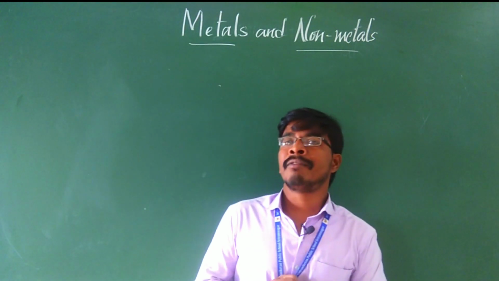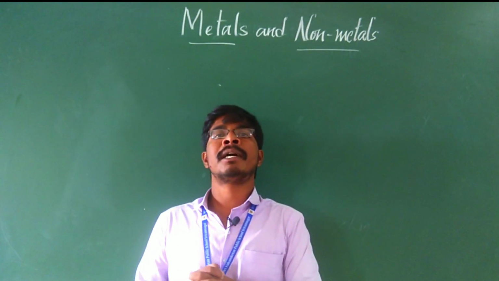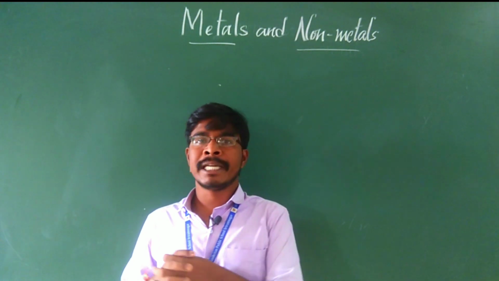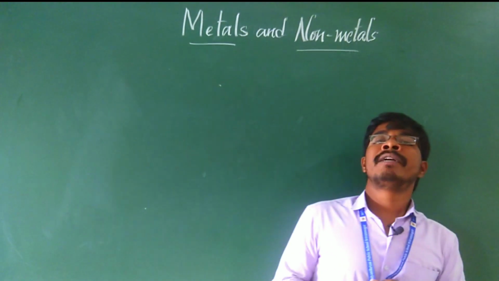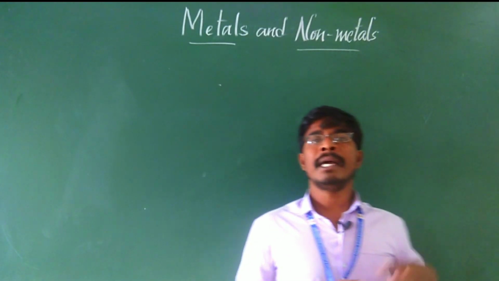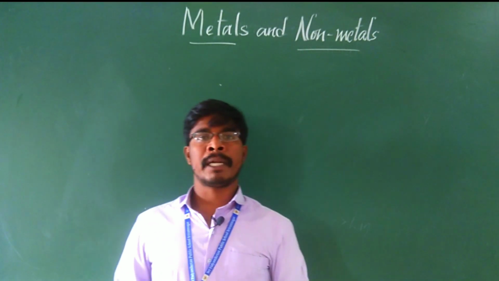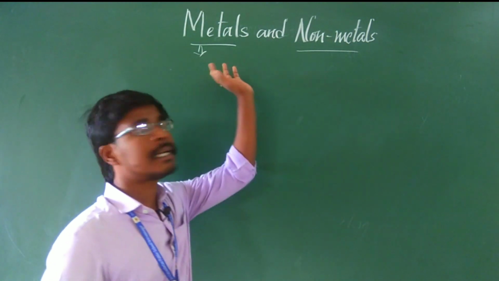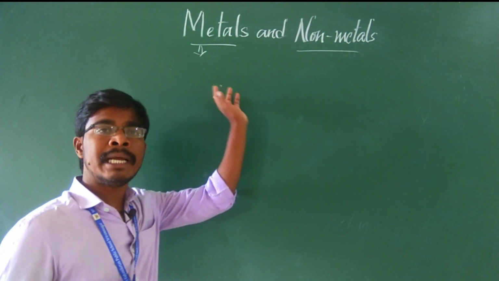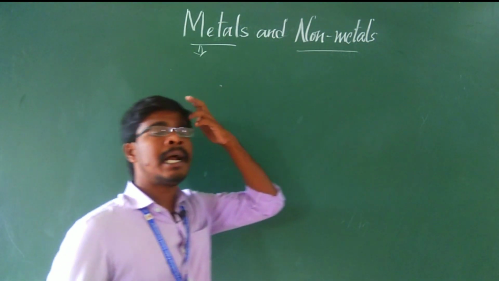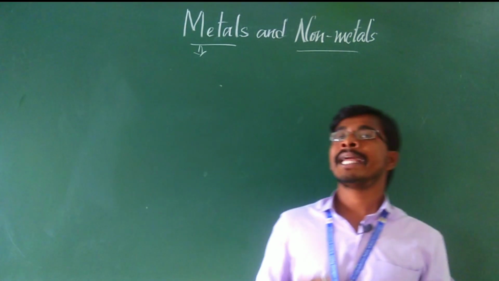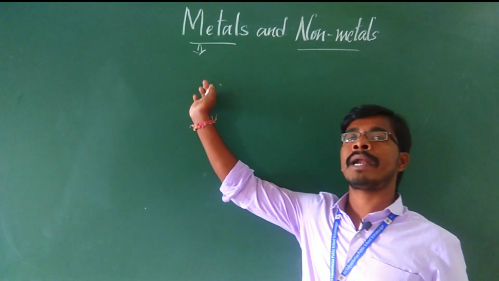What is the definition of a metal? What are the properties present in metals, and which type of property is shown by non-metals? It may be a physical property or a chemical property. Metals are the elements which are malleable and ductile, and they are good conductors of heat and electricity. Those are called metals.